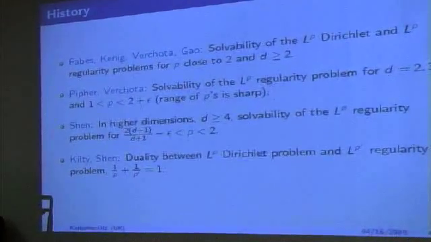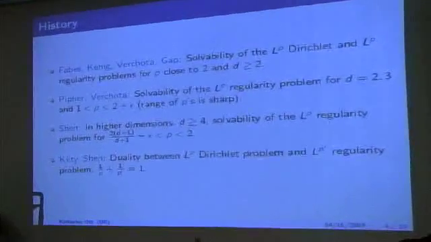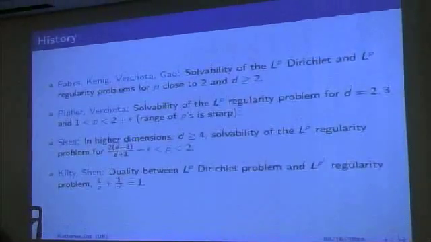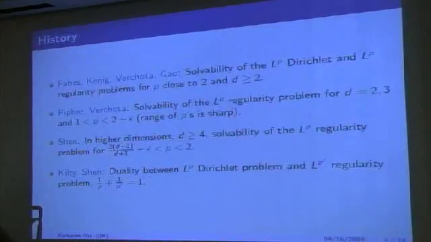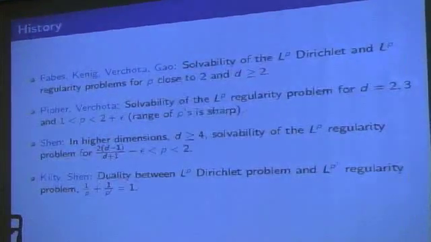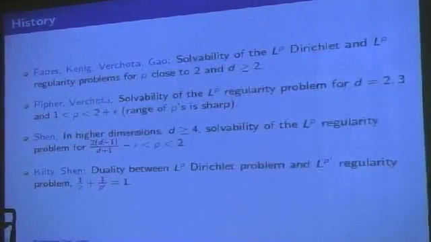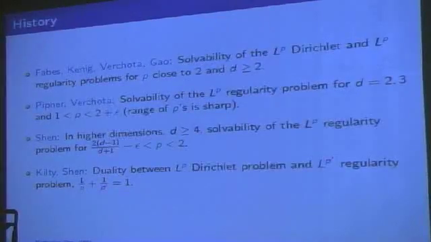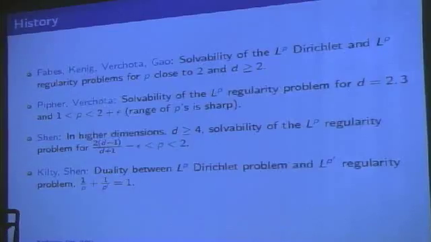Just a brief overview, I won't even be able to mention all of the results in this direction, but some of the history of the study of the regularity problem in Lipschitz domains. Several mathematicians, Fabes, Kenig, Verchota, Dahlberg, uncovered the solvability of the L^p Dirichlet and L^p regularity problems for p close to 2 in dimension d greater than or equal to 2. Pipher and Verchota worked on the L^p regularity problem in 2 and 3 dimensions and established a sharp range of well-posedness indices for p between 1 and 2 plus epsilon.